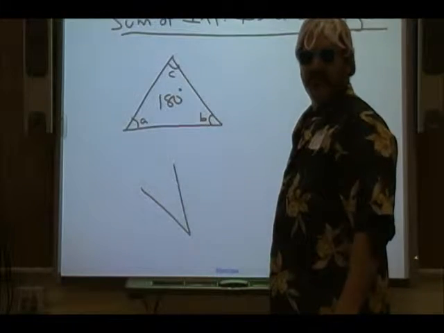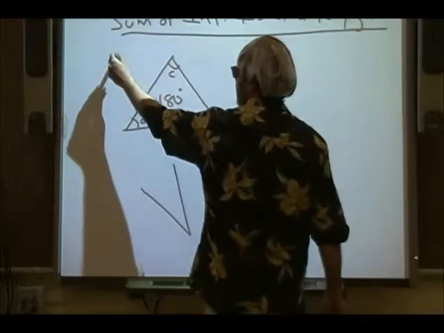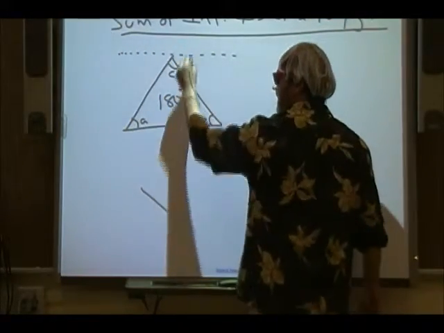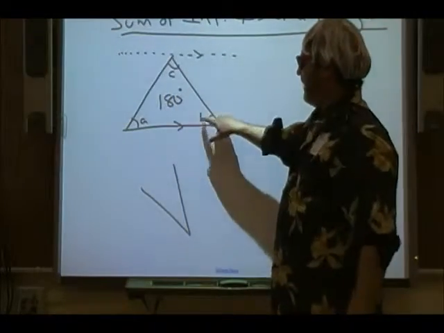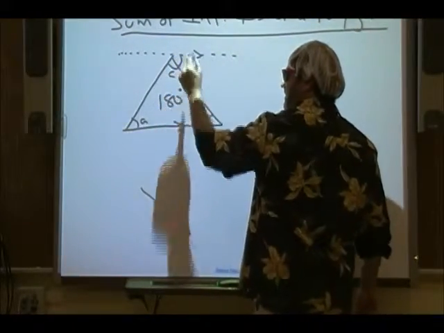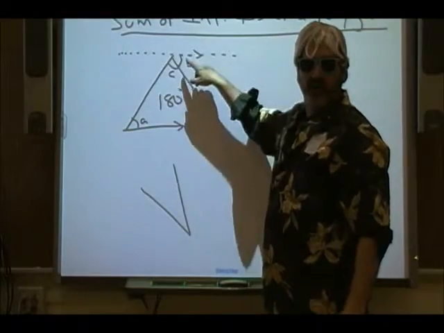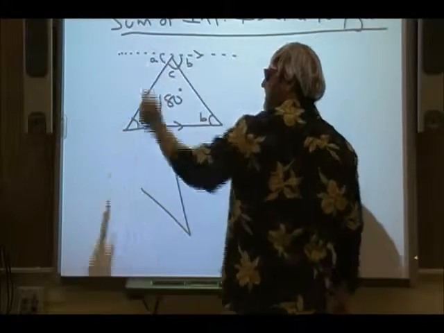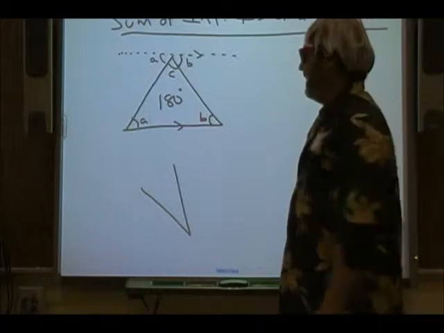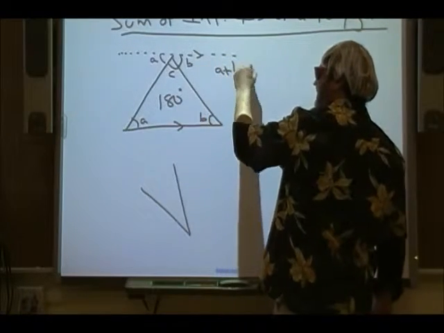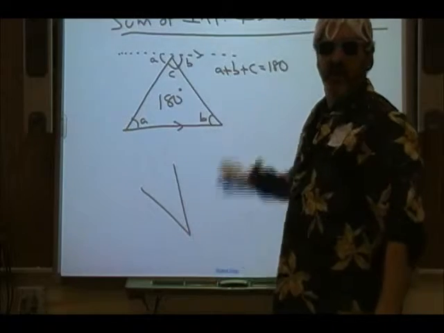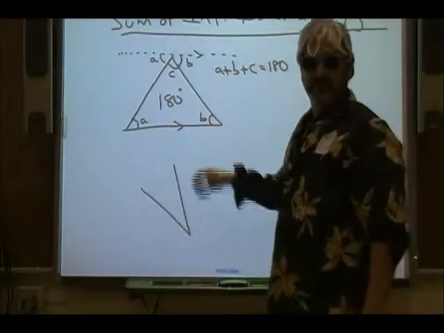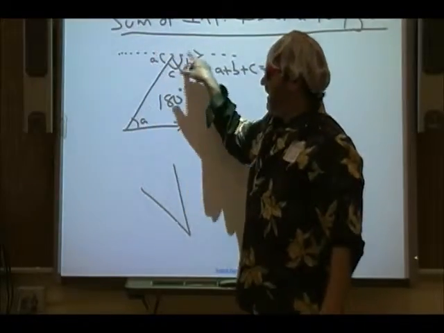Okay? And it's very simple why that is. All I have to do is draw a line parallel to the base. And then angle B up here is the same by alternate interior angles. And angle A is also the same by alternate interior angles. And therefore, the A and the B and the C together make 180 degrees. Okay? That's why. And it starts with the triangle. Okay? You got 180 degrees.